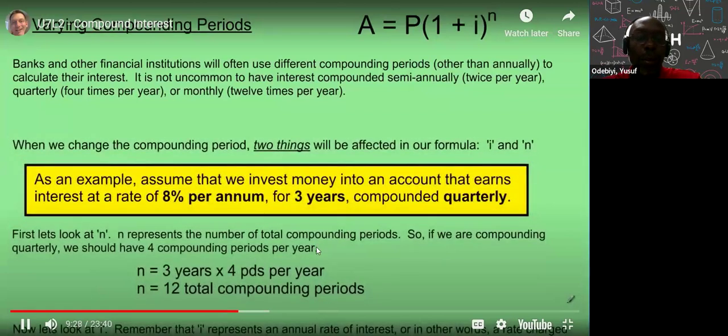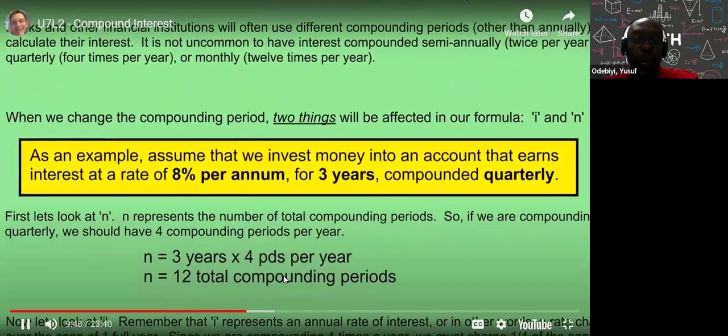So when we change the compounding period, two different things in our formula will be affected: the I value and the N value. The P value, your principal, stays the same. That's just the amount of money that you initially put in. The A value is going to change depending on what your I and N are. But the I and the N both change. So let's take a look at this example in the yellow box.